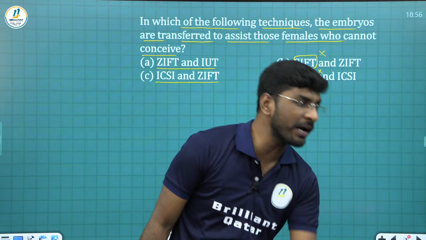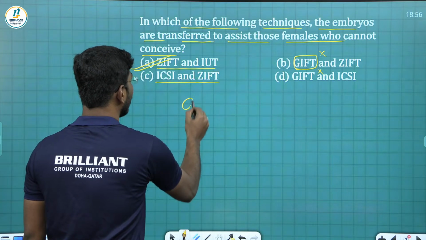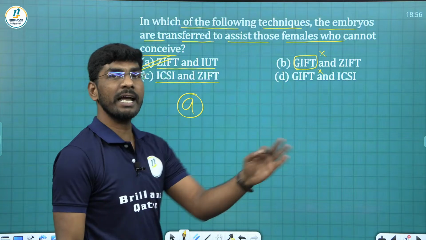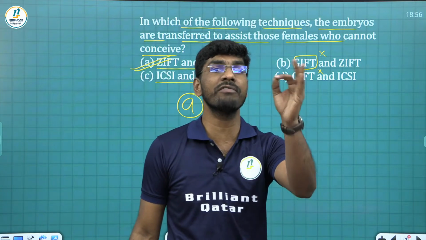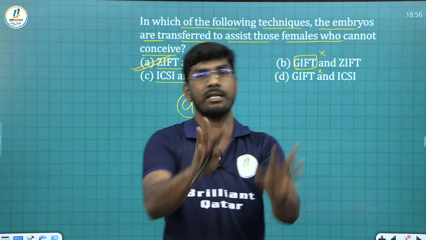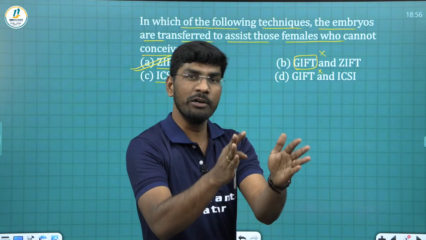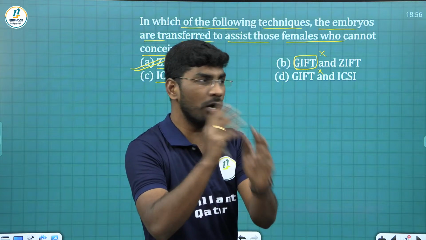Yes, the correct answer is very good, absolutely. The right answer is what? Tell me. ZIFT and also IUT. ZIFT and IUT are the methods of in vitro fertilization. Embryos are transferred into where? Uterus. Remember. You got my point? So the first question, the first ART, is ZIFT and also IUT.